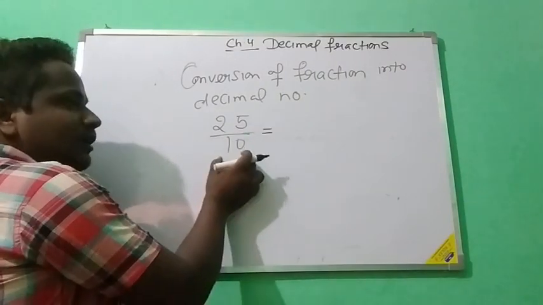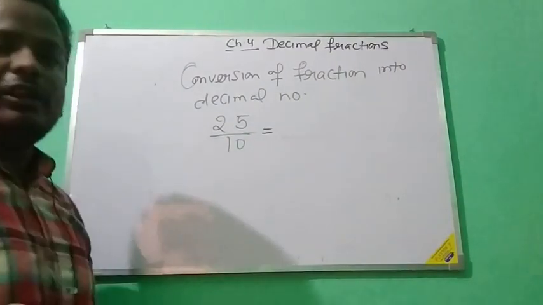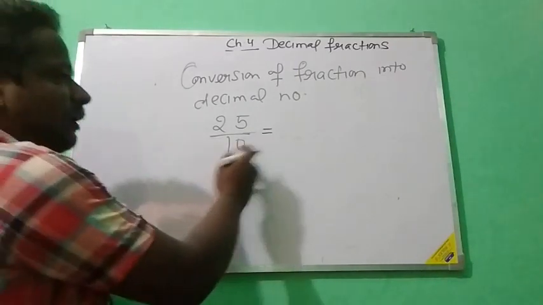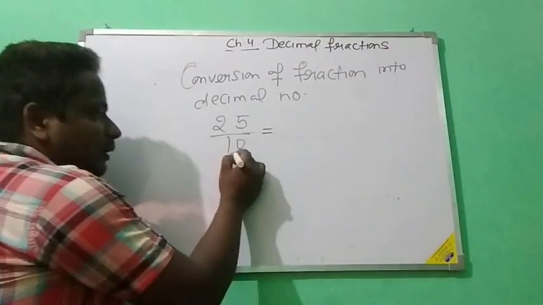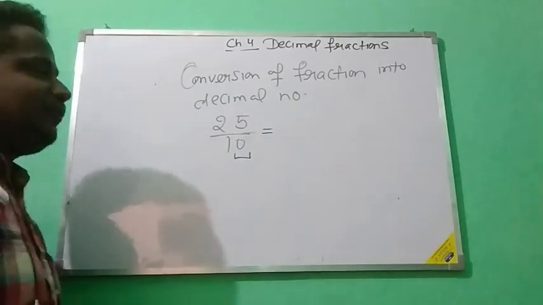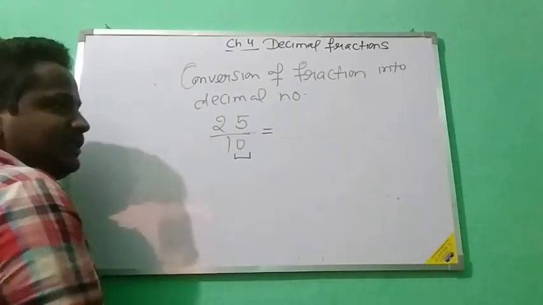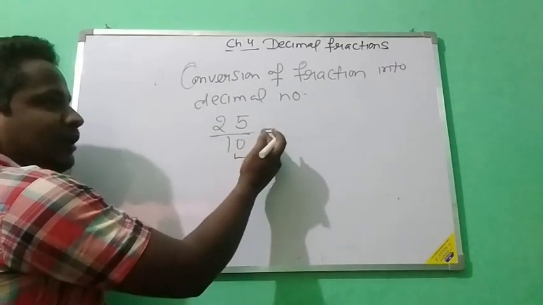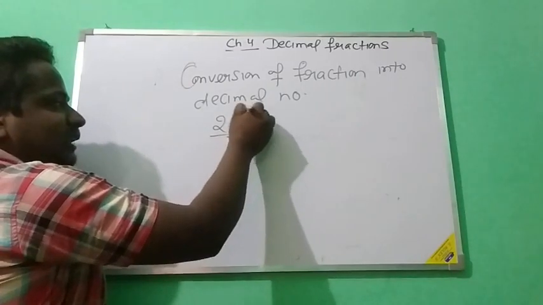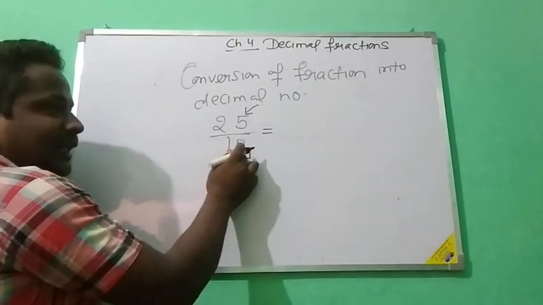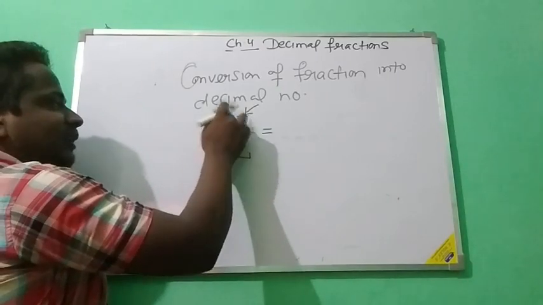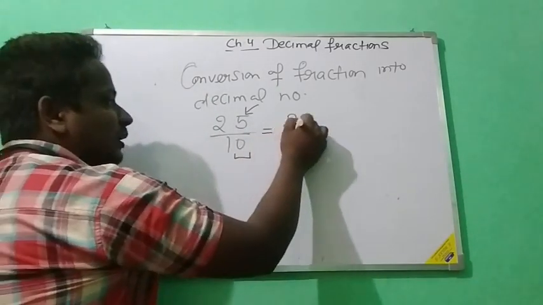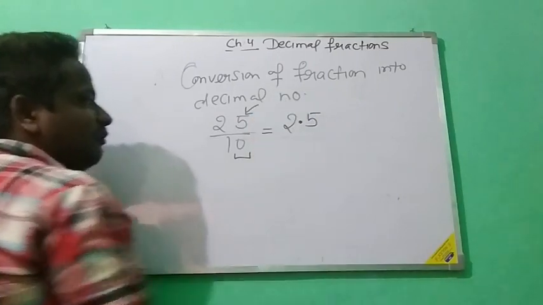If your denominator is 10, 100 or 1000, you will just count the number of zeros. It has only 1 zero. So you will see from the right side, and if it has 1 zero, you will place the decimal after the 1 digit. So it will become 2.5.